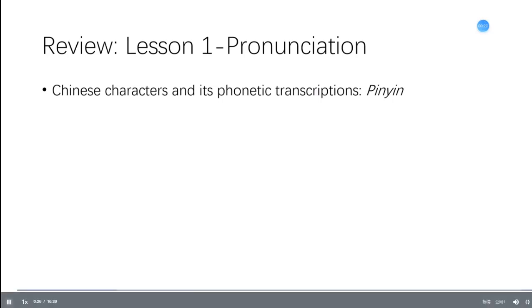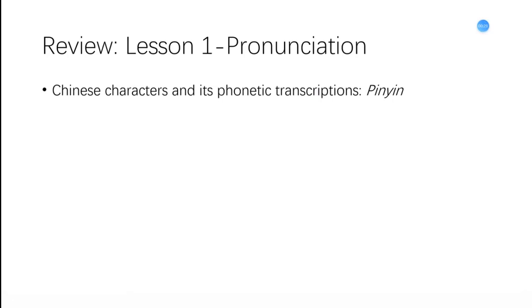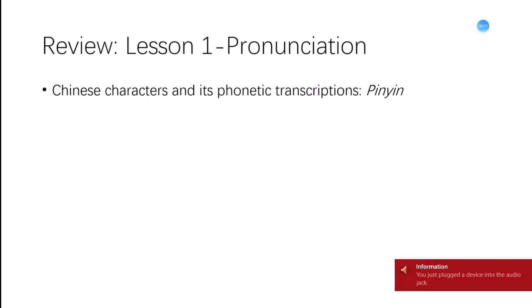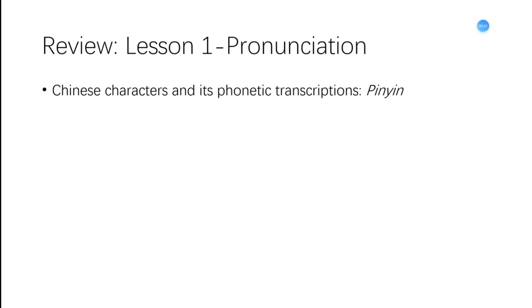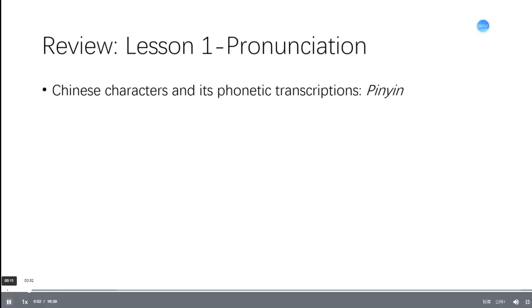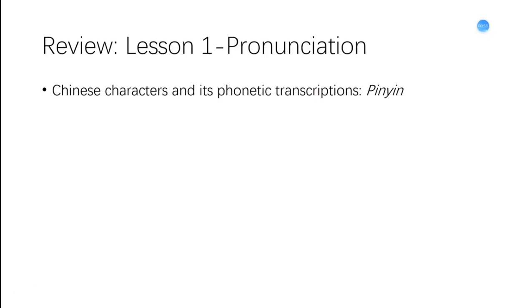So lesson 1, we begin with the pronunciation of Chinese language. Now we know there are two writing systems of the Chinese language. Basically, one uses Chinese characters. And when we come to learn its pronunciation, we have a different writing system called Pinyin. Pinyin shows the pronunciation of Chinese characters. So it's kind of like Chinese characters' phonetic transcriptions. So that's the beginning point of the pronunciation of Chinese language.